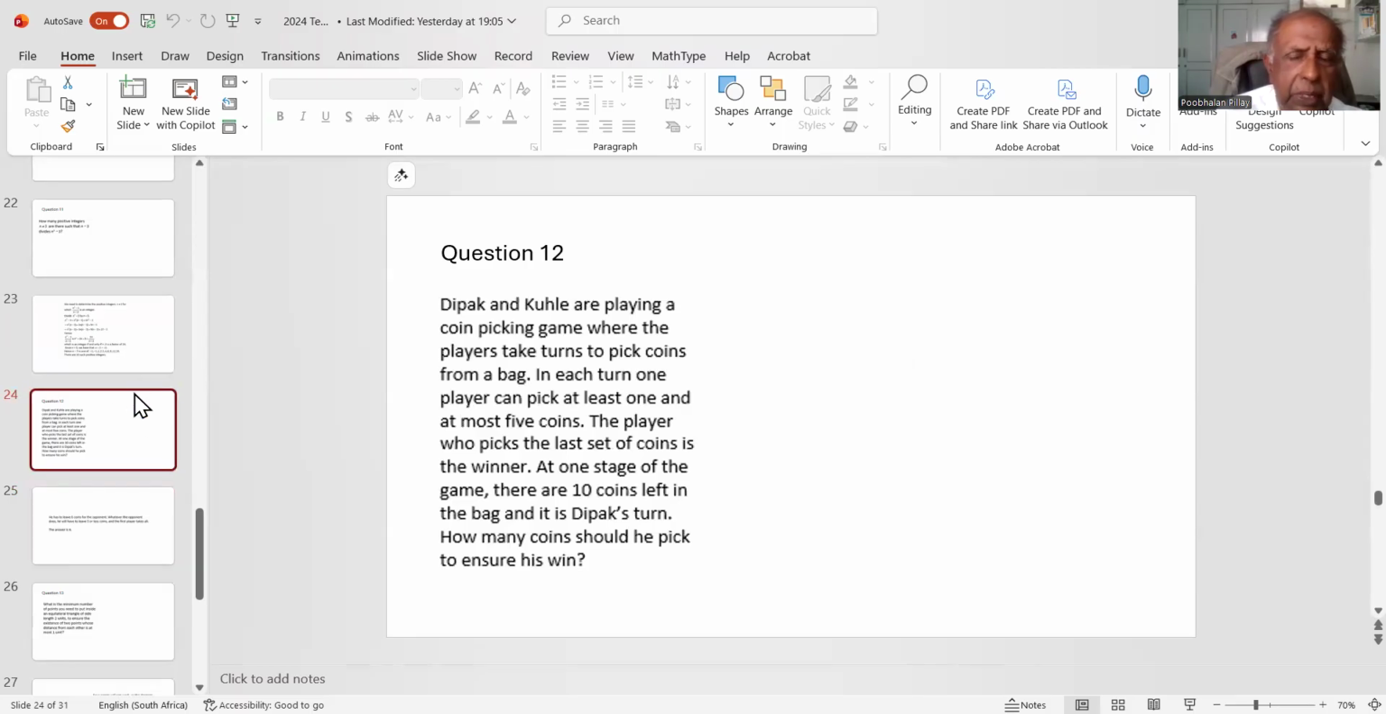So we move on to question 12. Deepak and Kushle are playing a coin picking game where the players take turns to pick coins from a bag. All right, so it seems that there is a bag here somewhere.